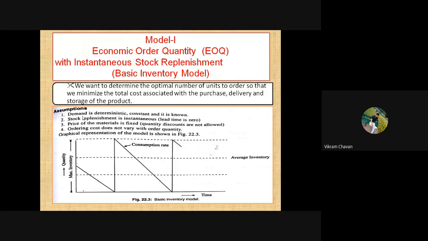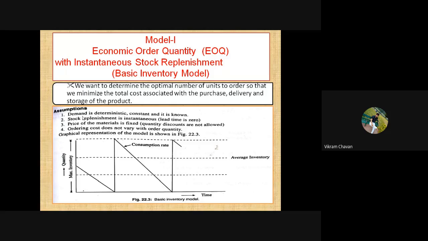Okay, it is constant one. Then the stock replacement is instantaneous, that is, there is no lead time. Lead time is the time interval between the purchase order and the material receipt. When we receive the material, the time interval is zero in these two particular activities, that is, lead time is zero.